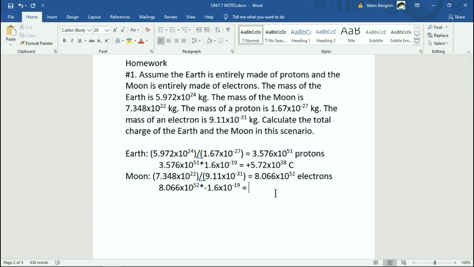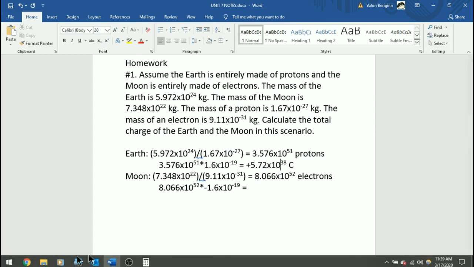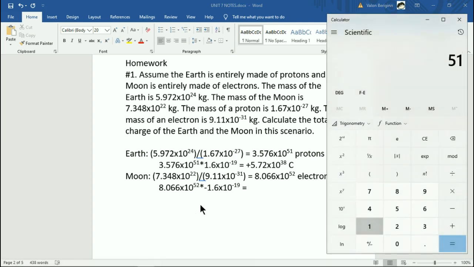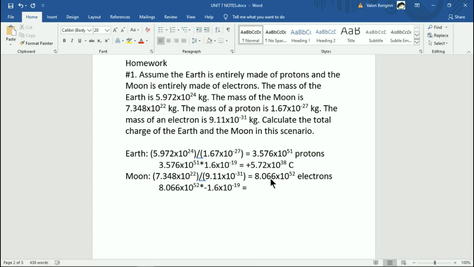Wait. This is totally wrong. What did I do? Why did I say 10 to the 38? I'm stupid. Okay. 42. No, 30. What? I can't math. Oh my god. Okay, 51 minus 19. Okay, 32. I'm being ridiculous. I was like, what's going on? Okay. So then 52. Okay, that'd be 33. Okay, I don't know why I was totally derped on that one.